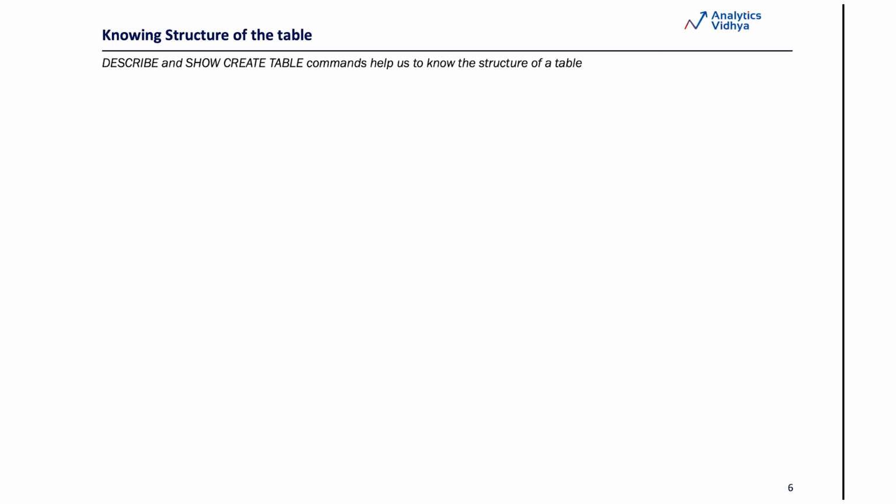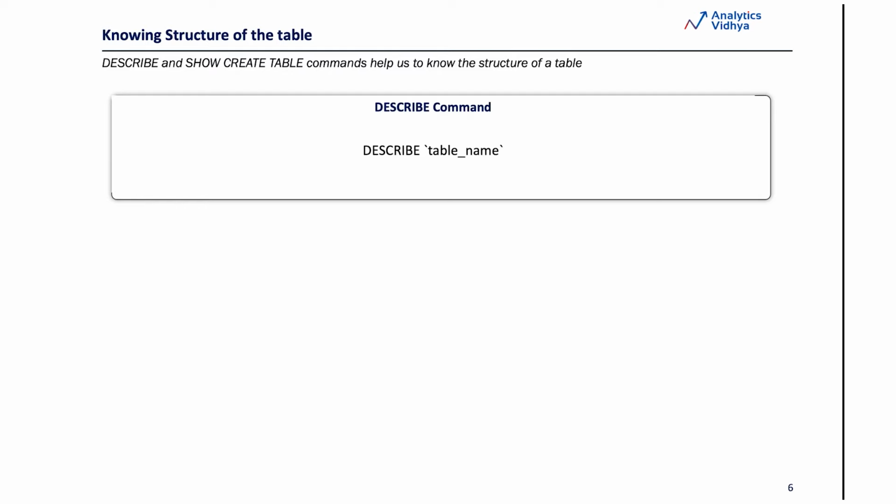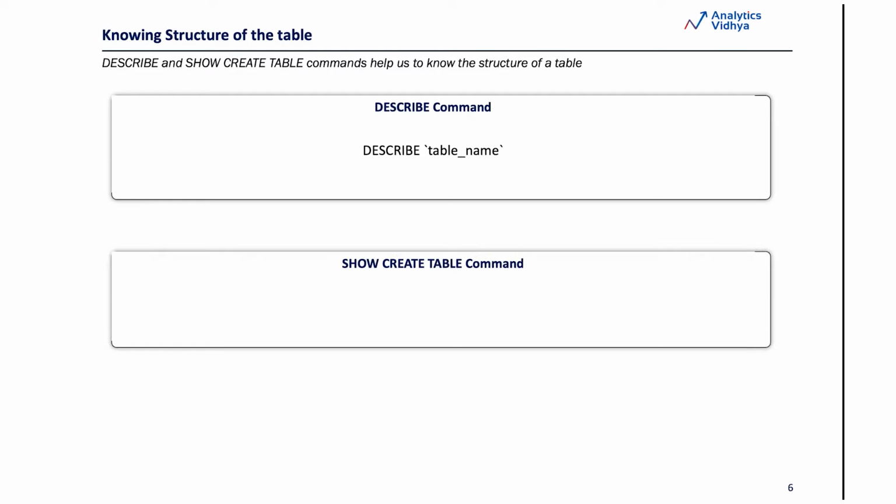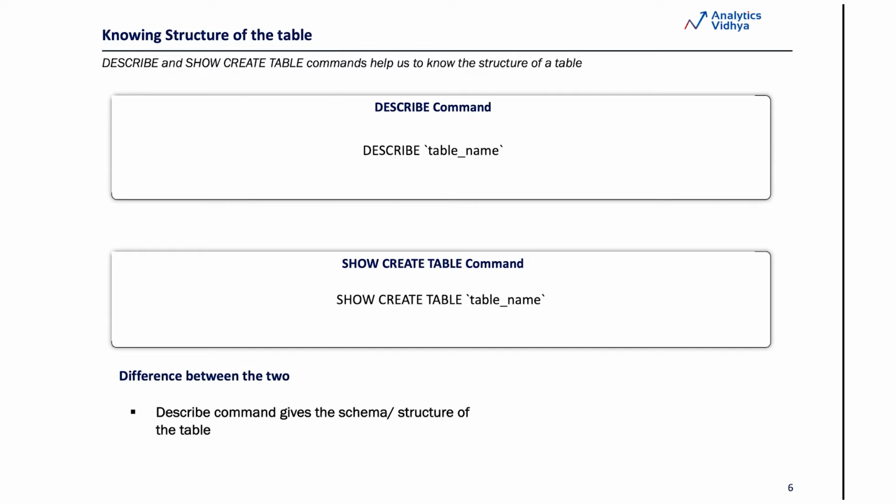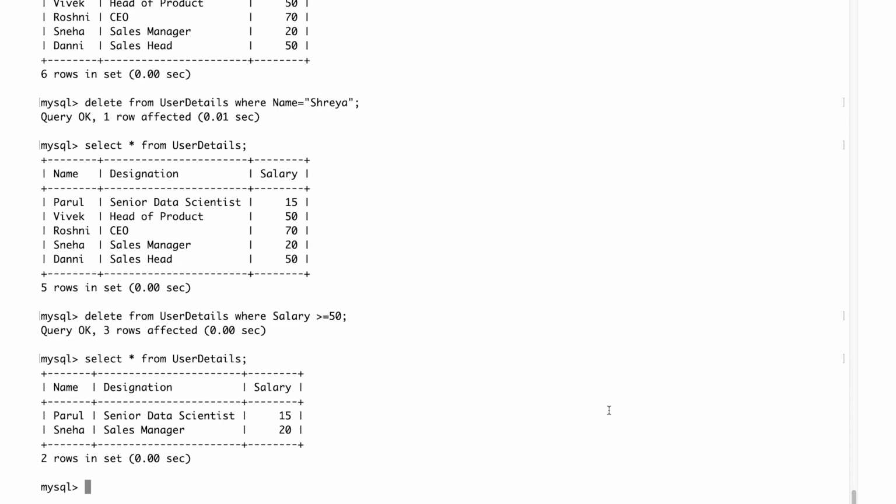If we want to know the structure of a particular table, there are two commands in MySQL. First is the describe command, which is as simple as describe table name. And the other one is show create table command, which looks like this: show create table name. Note the differences here. Describe command just gives the schema or structure of the table. On the other hand, show create table gives the query which can be used to recreate the table schema. In this video, we'll show you the use of describe and show create commands in the MySQL shell. So let's just use these commands on our user details table.